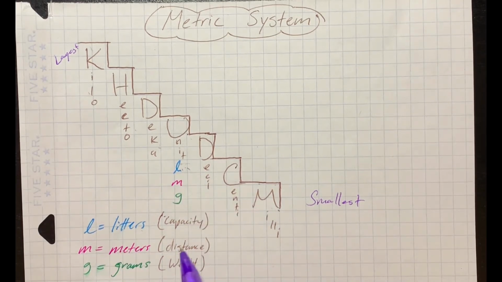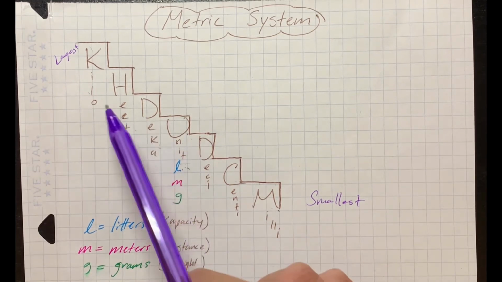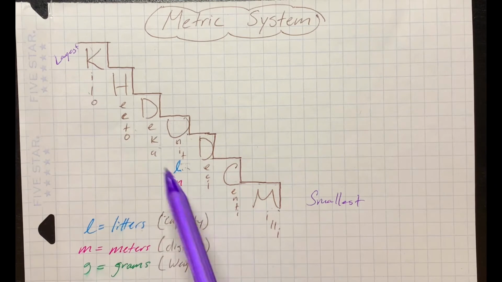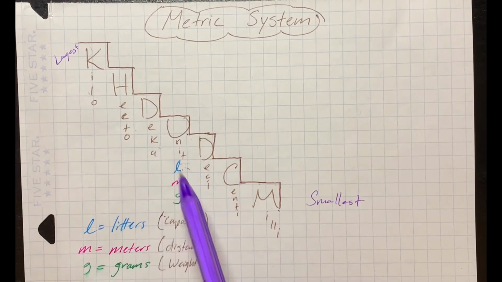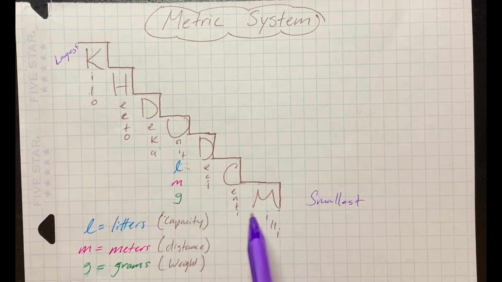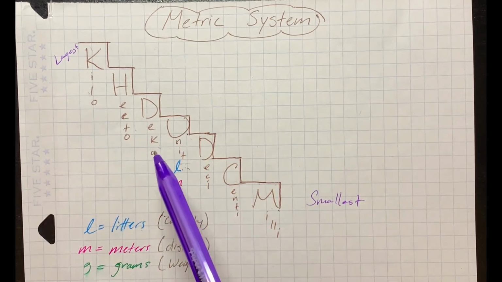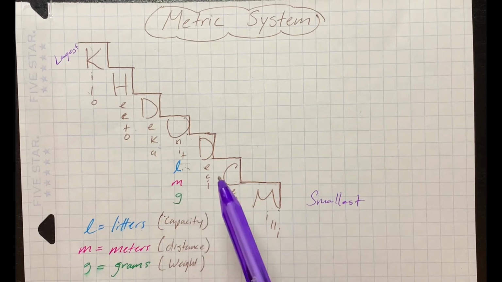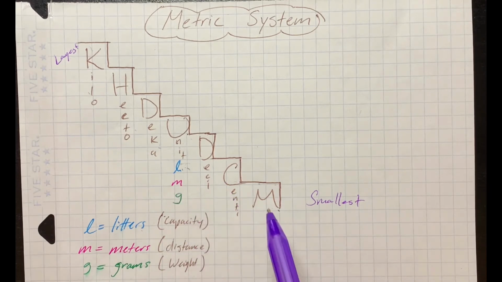And if we're working with a distance measurement with meters, we're going to start off with kilometers, hectometers, decameters, meters, decimeters, centimeters, and millimeters. And then lastly, for weight measurements, we have kilograms, hectograms, decagrams, grams, decigrams, centigrams, and milligrams. And we're going to show you guys how to use this as we go forward.